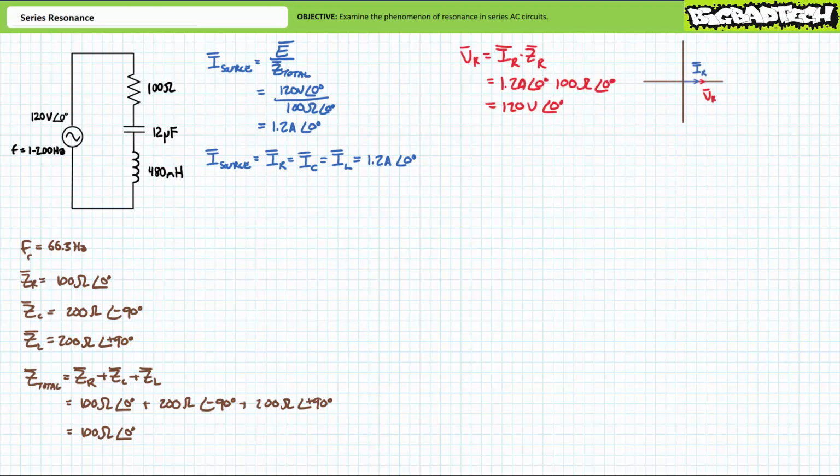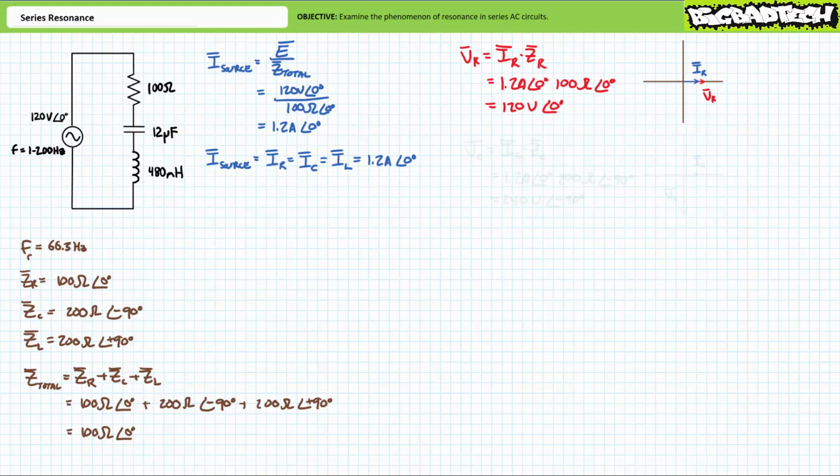An application of Ohm's law demonstrates the voltage across the resistor will be equal to the current through it times the resistive impedance. Substituting our given values yields VR to be 120 volts at an angle of 0 degrees. The phasor diagram illustrates current through the resistor will be in phase with the voltage across it. It's worth noting at conditions of resonance, the voltage rise induced by the source appears to be entirely dropped across the resistor, leaving nothing for the reactive capacitor or inductor.